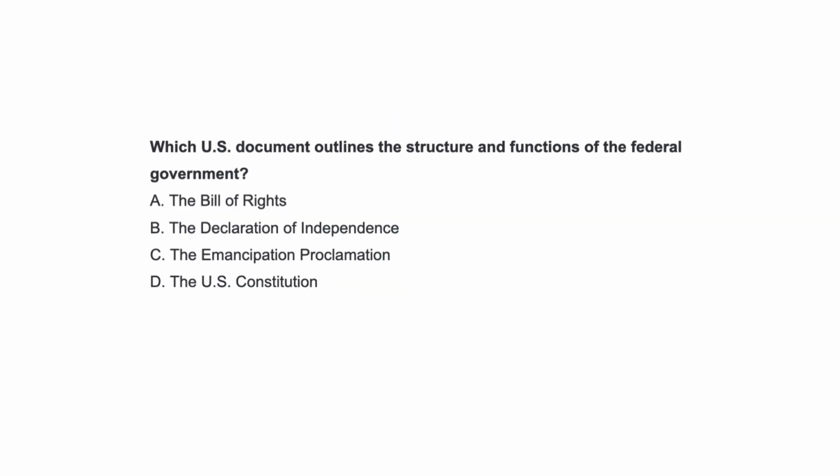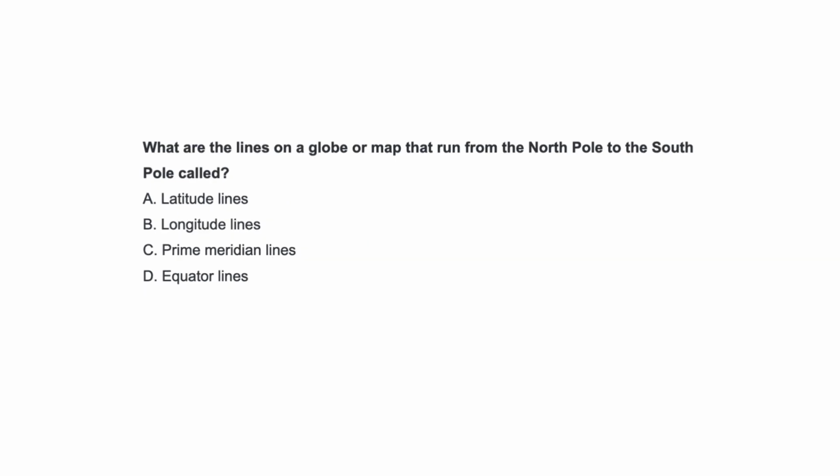Which U.S. document outlines the structure and functions of the federal government? Correct response, letter D, the U.S. Constitution. What are the lines on a globe or map that run from the North Pole to the South Pole called? Correct response, letter B, longitude lines.